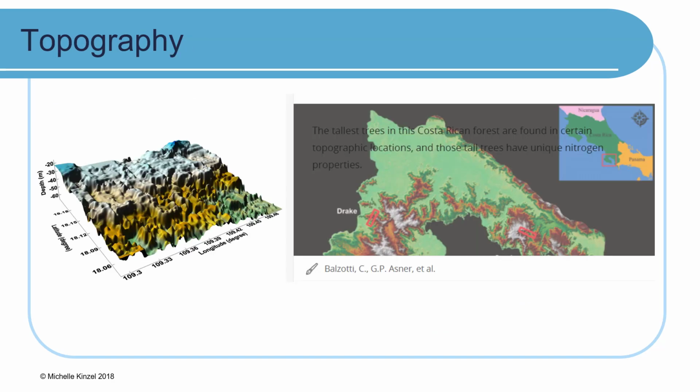Here is an example of looking at tree heights in Costa Rica, and trees are important for estimating nitrogen storage properties, and so you can see here that this map is emphasizing the topography of this western part of Costa Rica.